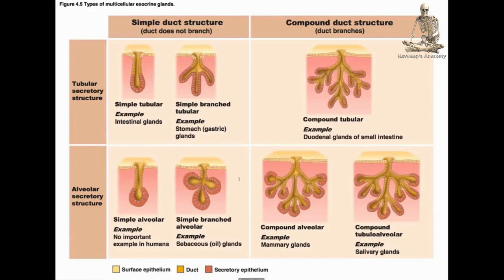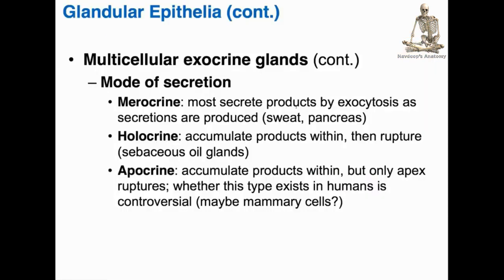And talking about the compound structures, we can clearly see the compound alveolar, which are present in our mammary gland. They are having the branches and further subdivisions in the branches. And then when we talk about the compound tubulo-alveolar present in the salivary glands, you can see over here it is having a compound structure comprising the tubules as well as the alveolar structure.